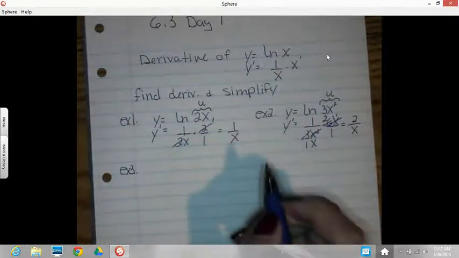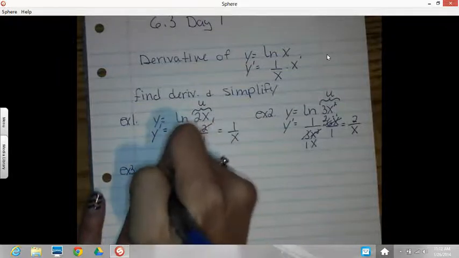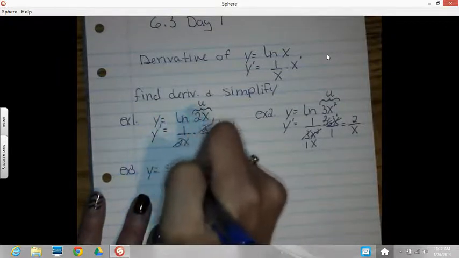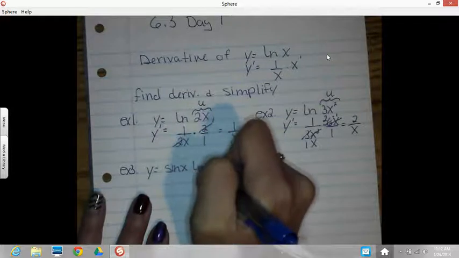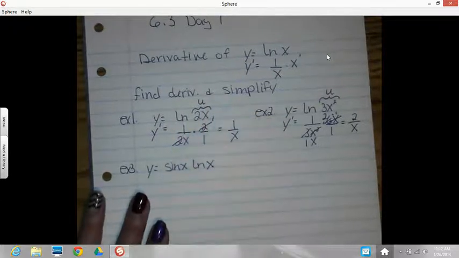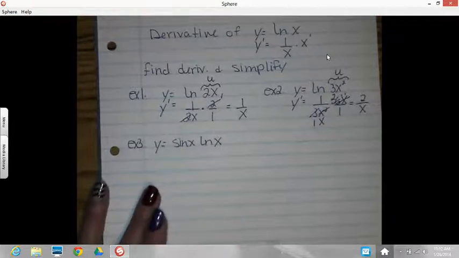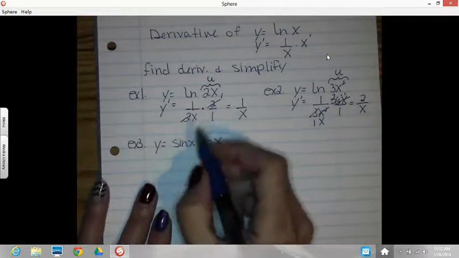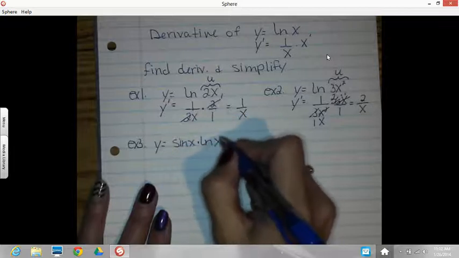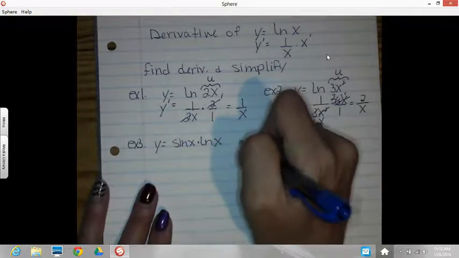Number 3. Y equals sine x times natural log of x. Okay, where do we start here? Hopefully by now you're picking up on the fact that I've got an x term times another x term. This tells me product rule.